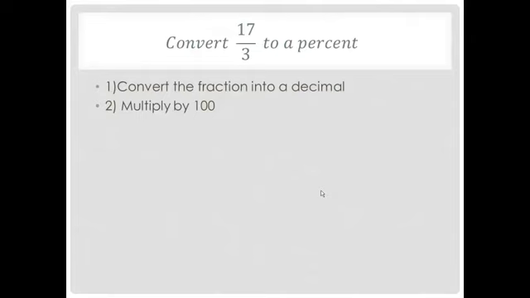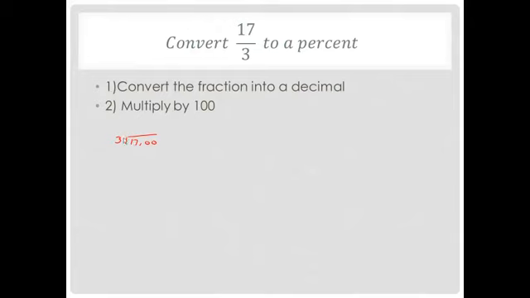All right, the first problem we have is converting a fraction to a percent. In order to convert a fraction into a percent, we first need to convert that fraction into a decimal number, and we've converted fractions into decimal numbers before. So to convert 17 over 3 into a decimal, you would simply divide.